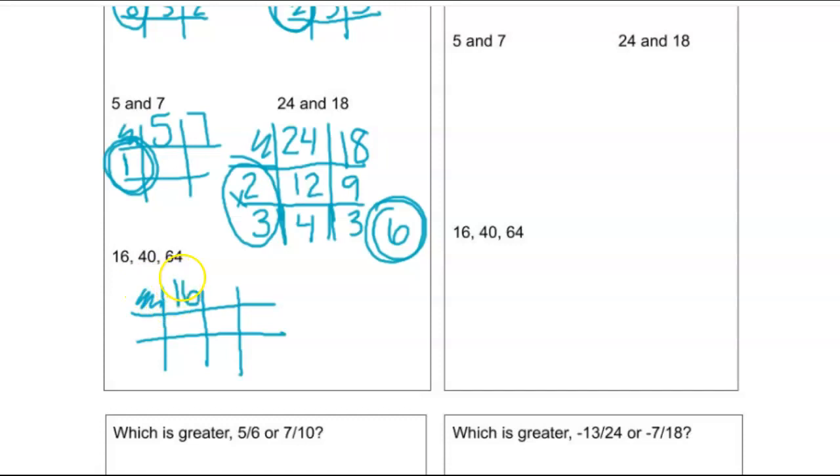So we have 16, 40, and 64. We have to find a number that can go into all 3 of those. And I'm going to start with 8. 8 times 2 is 16, and 8 times 5 is 40. 8 times 8 is 64. If I look at those 3 numbers, nothing can go into all 3 of those. So I'm going to circle my answer of 8.